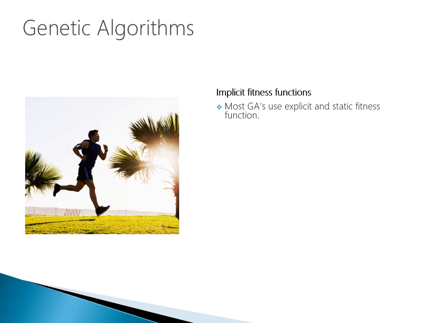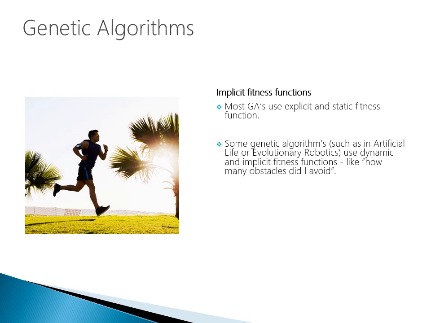So now let's talk about these fitness functions a little bit. We have these various shapes that we're talking about, and we need to have functions to describe them. Well, most genetic algorithms use explicit and static fitness functions. Now, some genetic algorithms, such as artificial life or evolutionary robotics, use dynamic and implicit fitness functions, kind of like how many obstacles did I avoid?